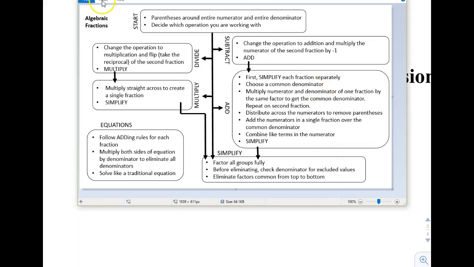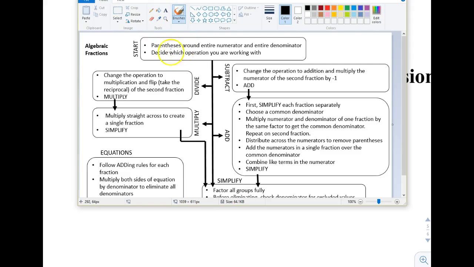If we start with our flowchart here, we are going to go through the start and do our parentheses around the entire numerator and the entire denominator. And we are going to decide which operation we're working with, and that is subtraction. So if we start, get our parentheses, and then we're going to head over here to subtraction, where we are going to change the operation to addition and multiply the numerator of the second fraction by negative 1. Only the numerator, only the second fraction.